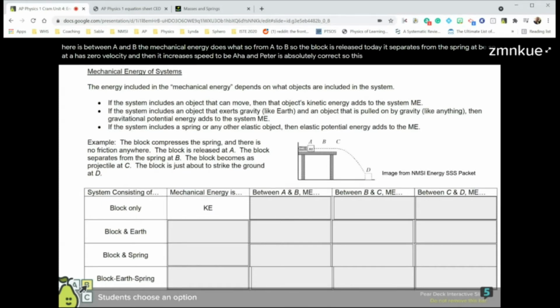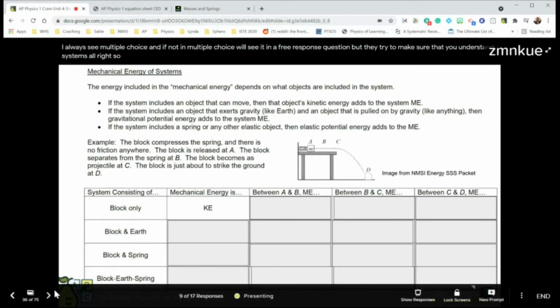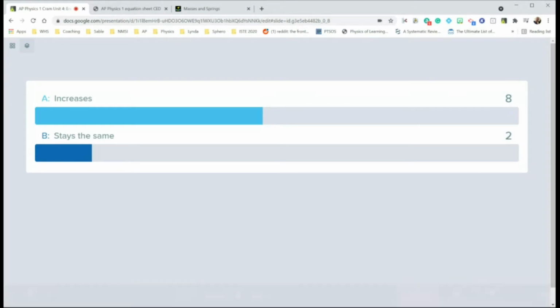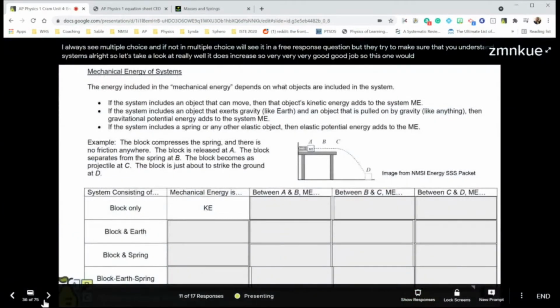This question did come up on the free response, and they were asking about systems. This is one thing that a lot of teachers might not go through much. I like to go through it because I always see it in multiple choice, and if not in multiple choice, we'll see it in a free response question. They try to make sure that you understand systems. Let's take a look at your answers so far. You're doing really well. It does increase. Good job.